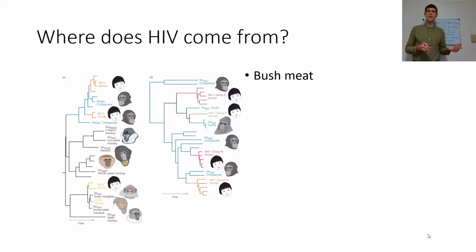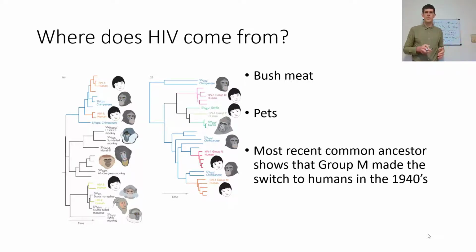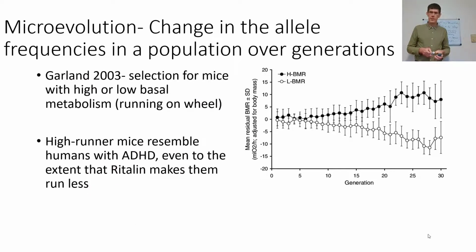So they went out and killed a few monkeys and got blood on them, and that blood infected them. This could also be because people were trading monkeys as pets, and you get monkey bites, you get monkey blood transmission. That's going to lead to certain amounts of HIV moving between organisms. So the most recent common ancestor shows that group M here made the switch to humans actually in the 1940s, many years before it was actually detected and described, more like in the 1980s. Okay, so there are some case studies where phylogeny was used to confirm where HIV came from and who's giving HIV to whom.